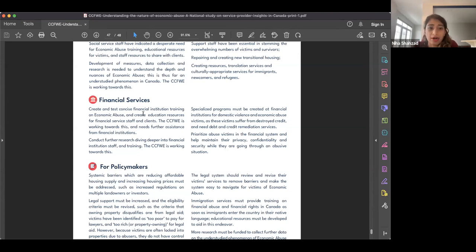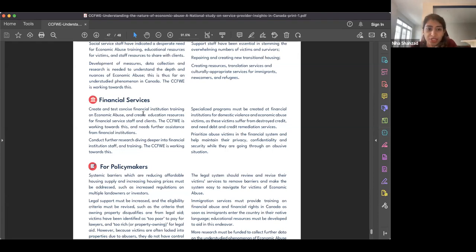So our recommendation is to create and test this kind of training with financial institution staff and, again, create educational resources for financial service staff and clients. Again, CCFWE is working on this. We are hoping to have financial institution training developed by early next year. And we are working on a fact sheet for financial institution staff to be able to identify what economic abuse looks like within my clients, and what easy steps I can take within my own financial institution's policies that can help these victims and survivors when I identify it.